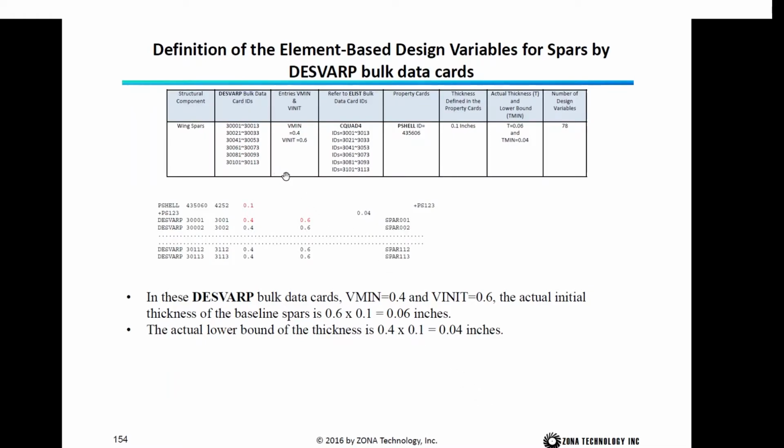And for the wing spar, the thickness is 0.1. The V in the DESVARP, the V min is 0.5. The initial is 0.6. The actual thickness of the baseline spar is 0.6 times 0.1 equal to 0.06. The actual lower bound is 0.4 times 0.1, which is 0.04. So it actually overwrites this number.